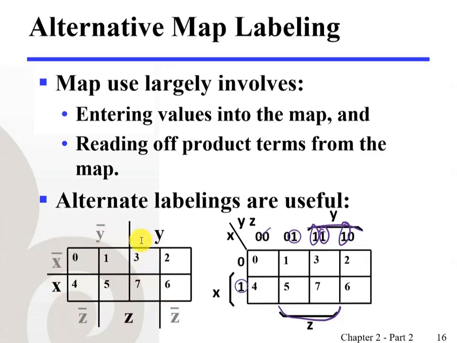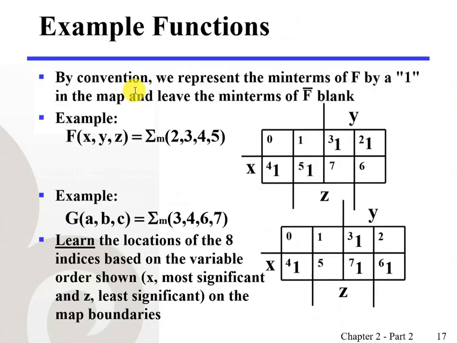So this is another way of labeling the K-maps, which saves us space, let's say, and is a bit more convenient. For instance, here are examples of K-maps using the alternative labeling that we just discussed. So let's discuss this.